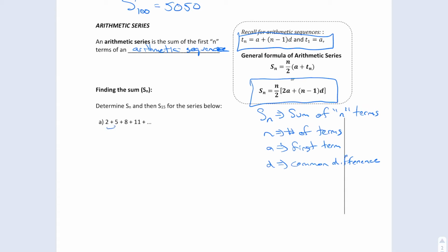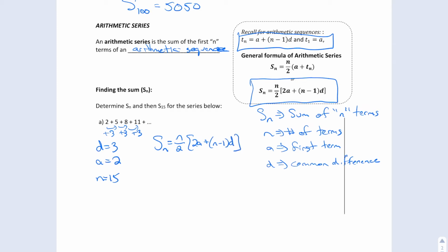So we're going to use that formula to figure things out. Let's just try that. The first one says determine S sub n, the formula, and then we're going to find S sub 15 for this series. It looks like it's going up by 3 each time. Remember, you can always take T2 minus T1 and T3 minus T2 and so on to figure that out. So our common difference is 3. A is always easy, that's our first term. And eventually n is equal to 15, but for now, let's just get the general formula.